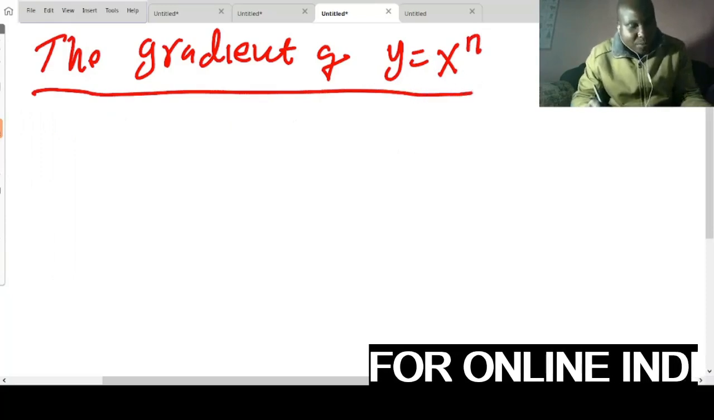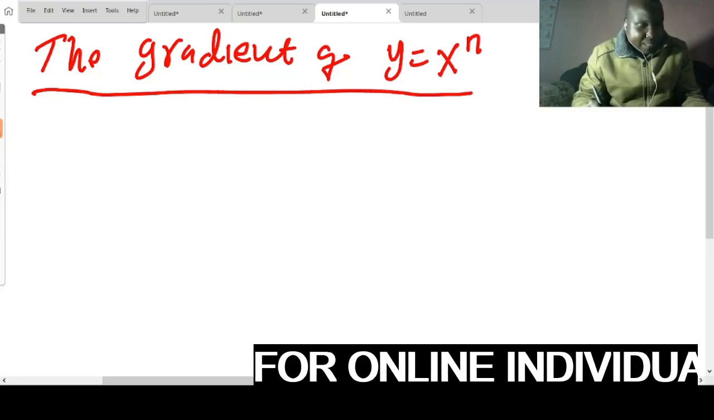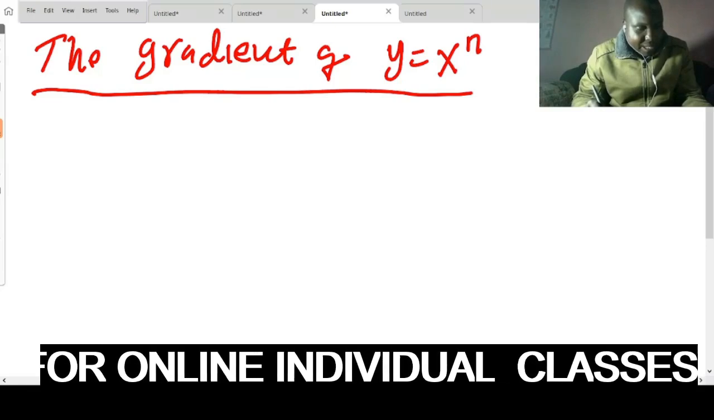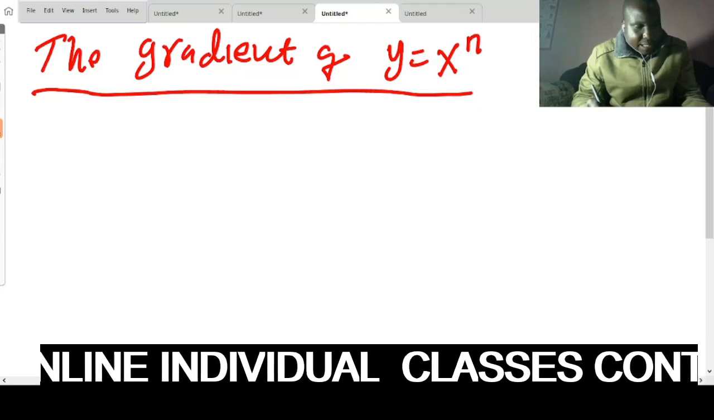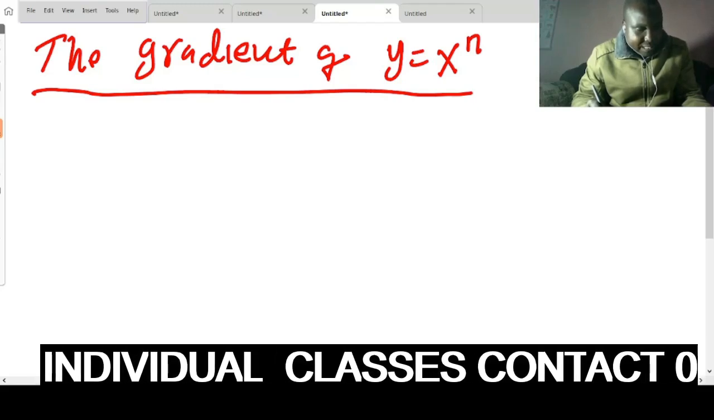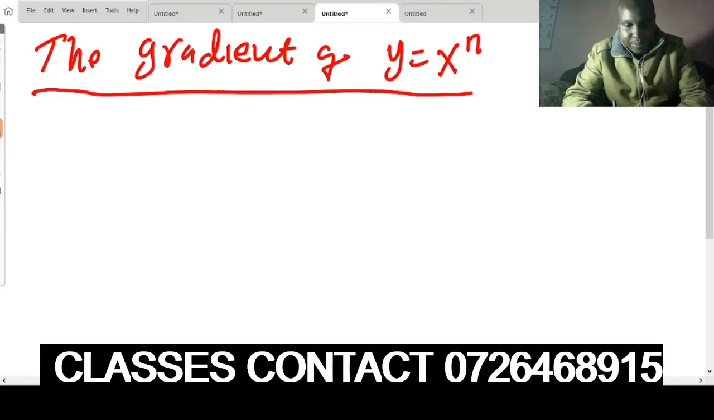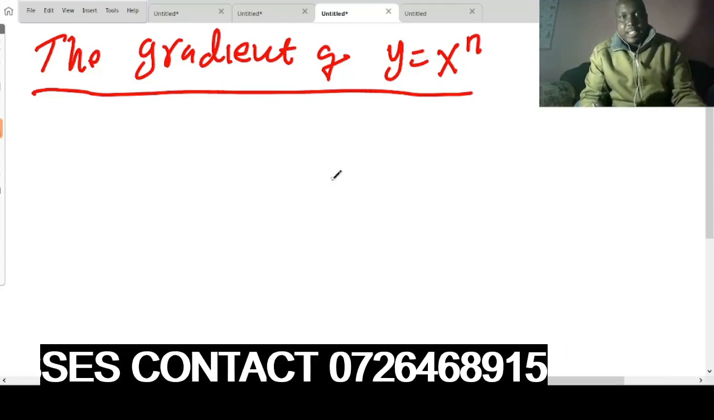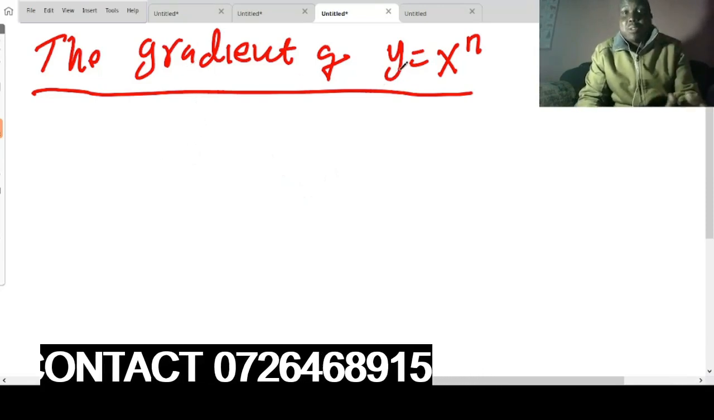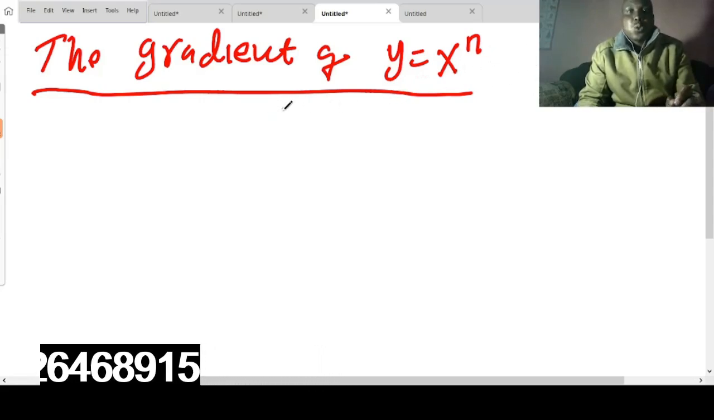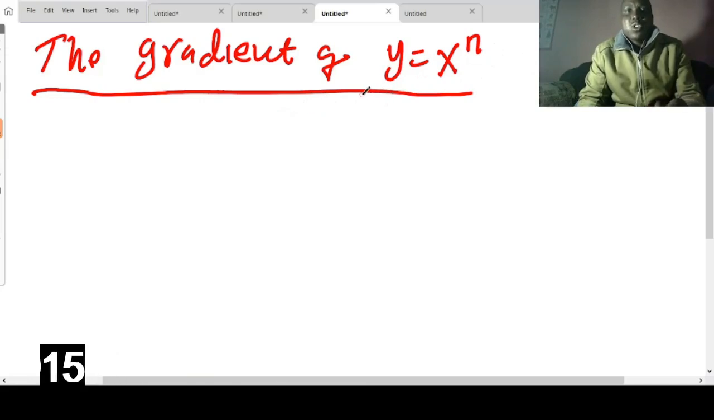Now we are entering into a very important part of this topic, and that is how to differentiate. That's what we call differentiation. So for us to get the gradient of a function, y is equal to x squared plus whatever it is there, we need to know how to get the gradient function of that function.